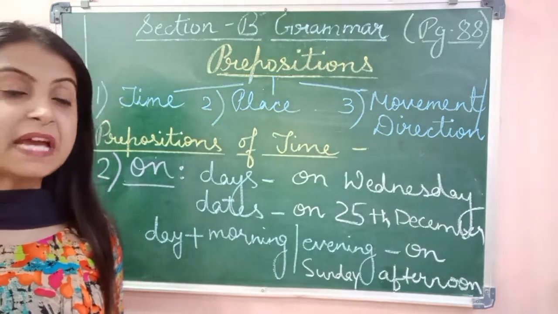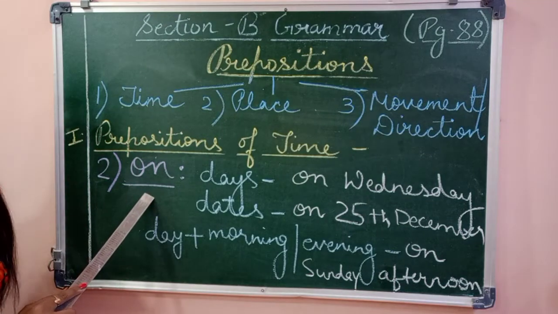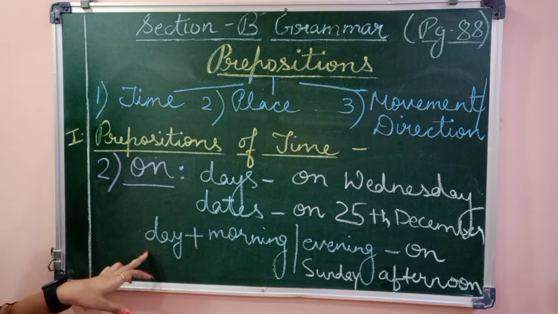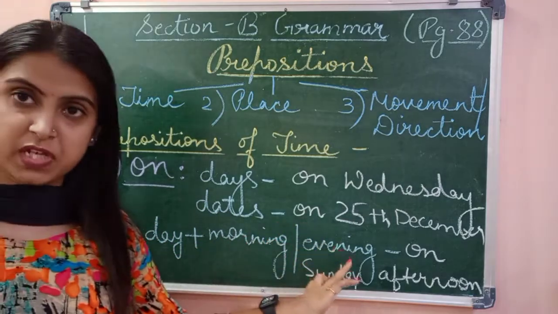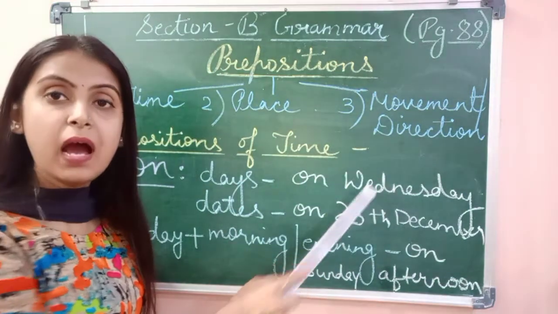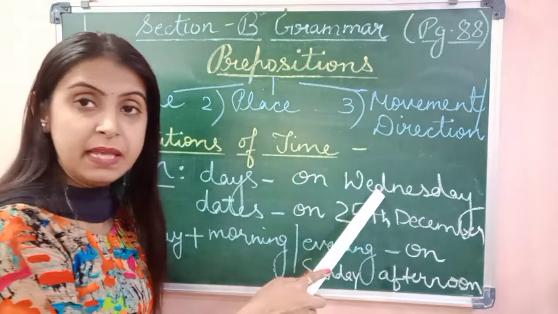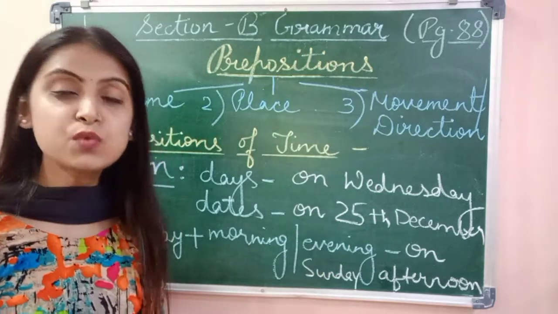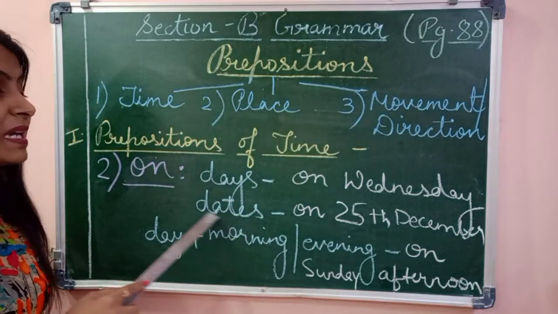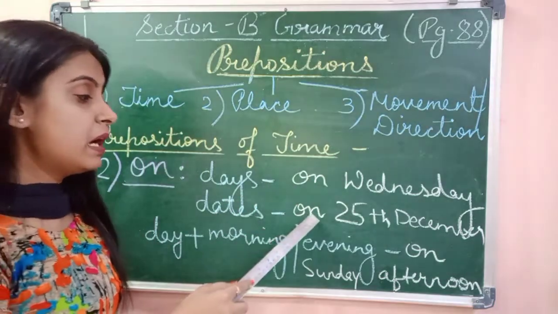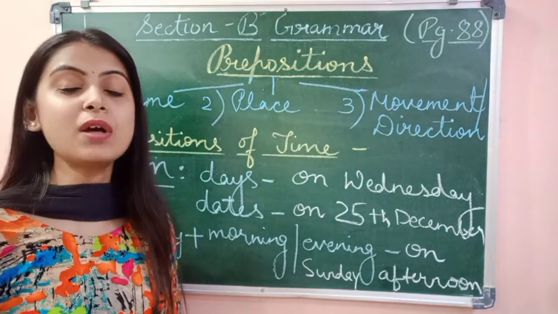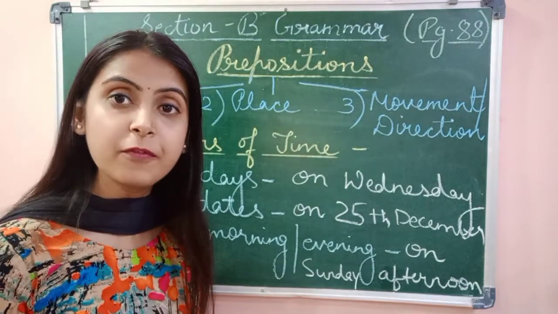Next preposition of time in the row is on. On is used with days, dates, and day plus any part of the day. For example, days: on Wednesday, I'll visit you on Monday, on Friday. With days, we always use preposition on. On is also used with dates. For example, we celebrate Christmas on 25th December. India got independent on 15th of August.